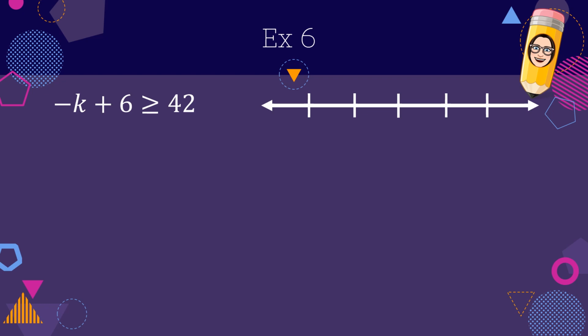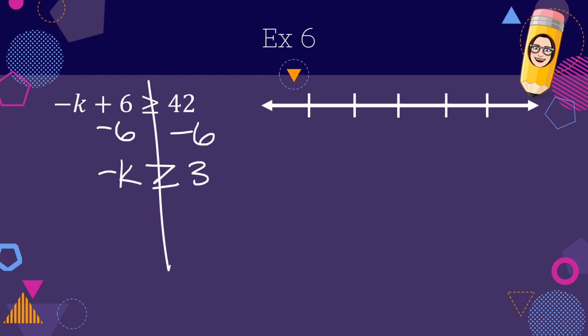Let's take a look at this one. Another common mistake here. Most students do really well with subtracting the 6. They drop stuff down, all is well, and then they stop. Is that a variable by itself? It is not. Technically, this says -1 times k. So instead of times -1, we need to divide by -1.